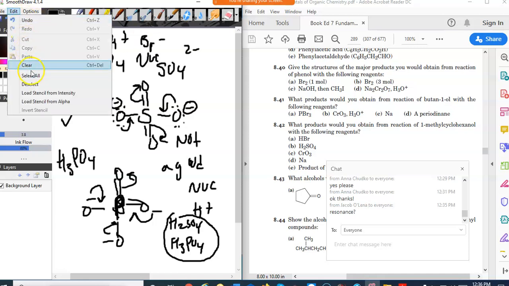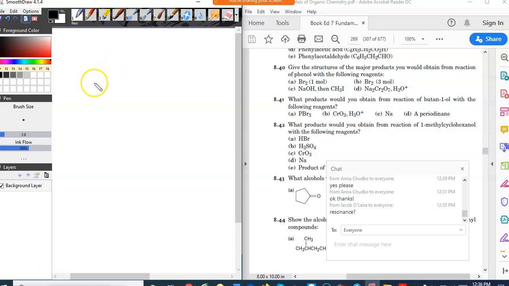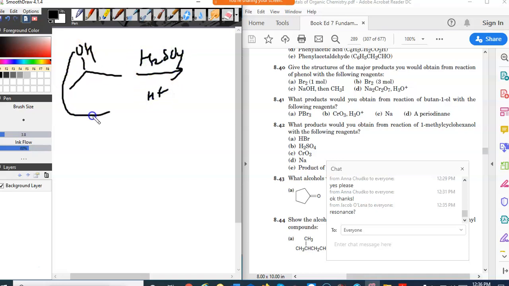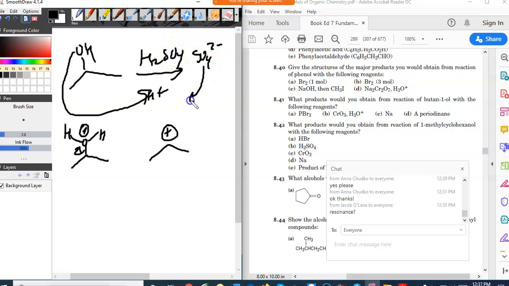Because when you use the sulfate ion, let's go over this again. I'm sorry, the sulfuric acid. Okay, it's the H plus that's coming in here and protonating to form that water intermediate. The water leaves to form a carbocation, but I don't have a nucleophile. This SO4 2-, all right, will not add as a nucleophile because it's not a nucleophile. I don't have a nucleophile at this point.